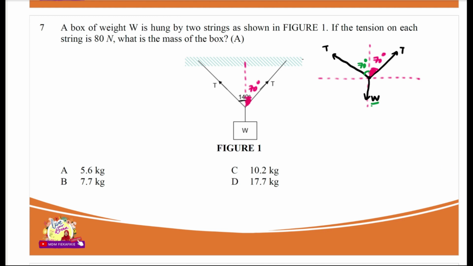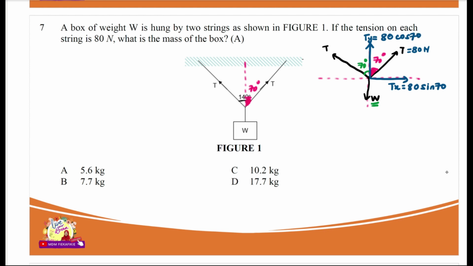Tapi sebab kita nak cari W, so we need total Fy equal to 0. So nak tak nak, kita kena resolve dulu Tx kita, which is here, since T is equal to 80 Newton, so here is 80 sin 70. And Ty yang pertama yang color biru ini adalah 80 cos 70. Okay. So 80 cos 70.